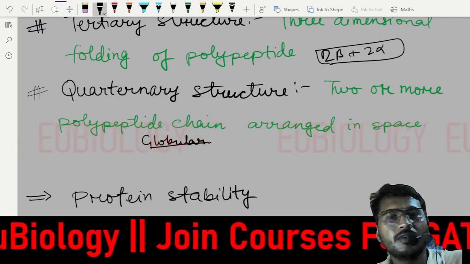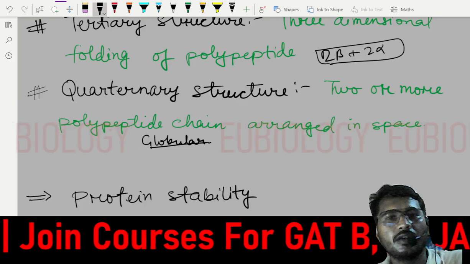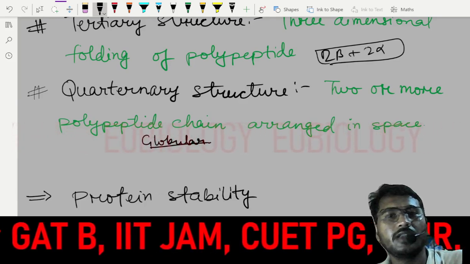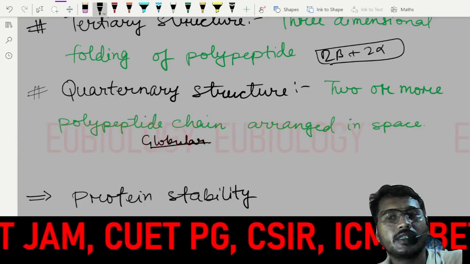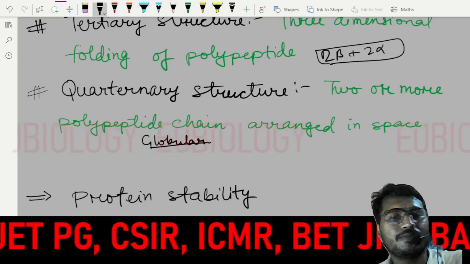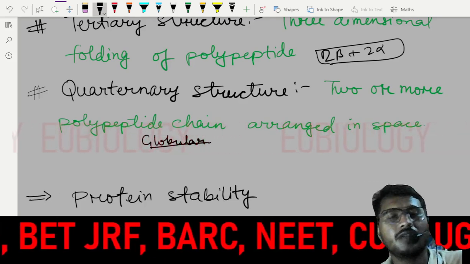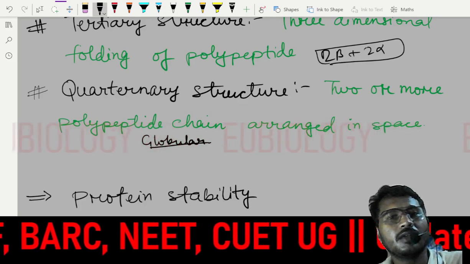In sickle cell anemia, what is happening? There is a change in the amino acid from glutamic acid to valine. So from glutamic acid, it is forming a valine. The RBC will become a sickle cell. So just because of one amino acid change, it becomes sickle cell disease.